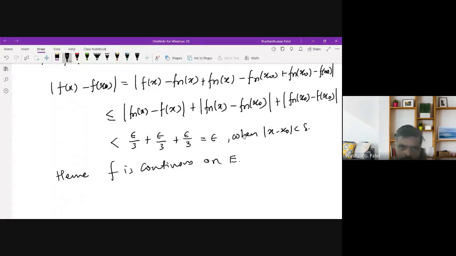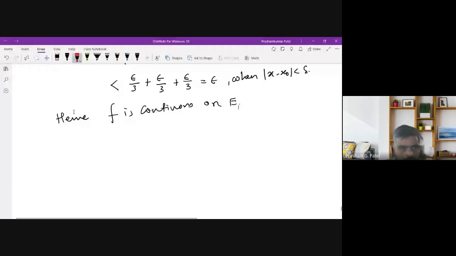The question arises whether the converse is true. That means if f is continuous, can we say that the convergence is uniform? The answer to this question is no. That will not be true. So the converse of this result is not true. Let us see by an example.